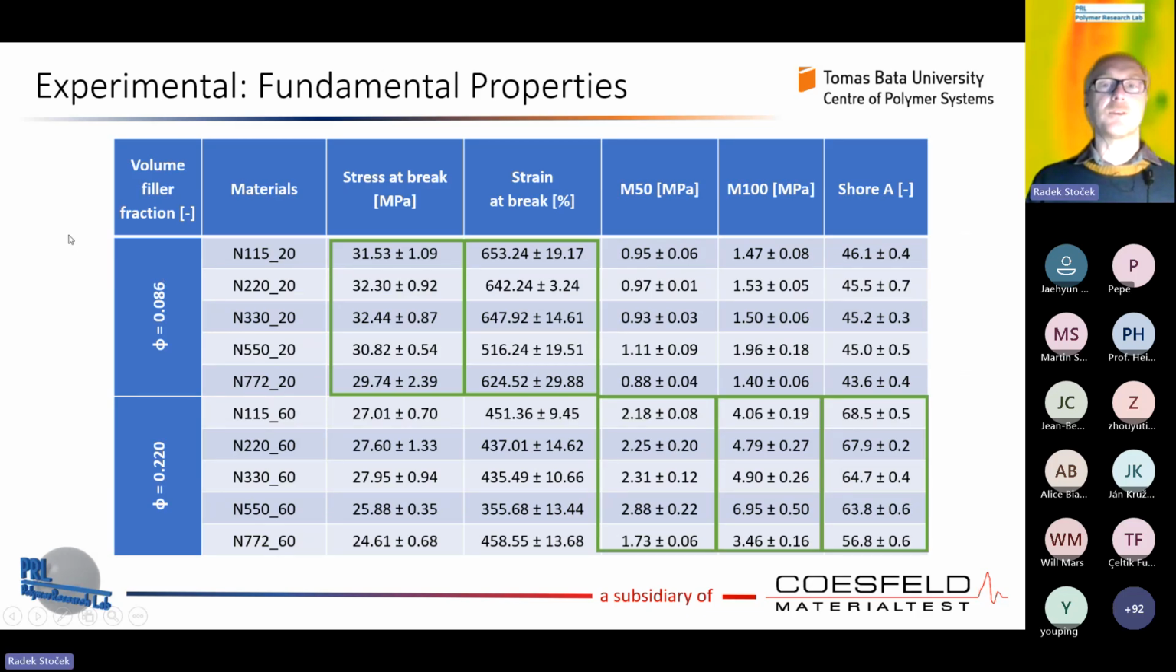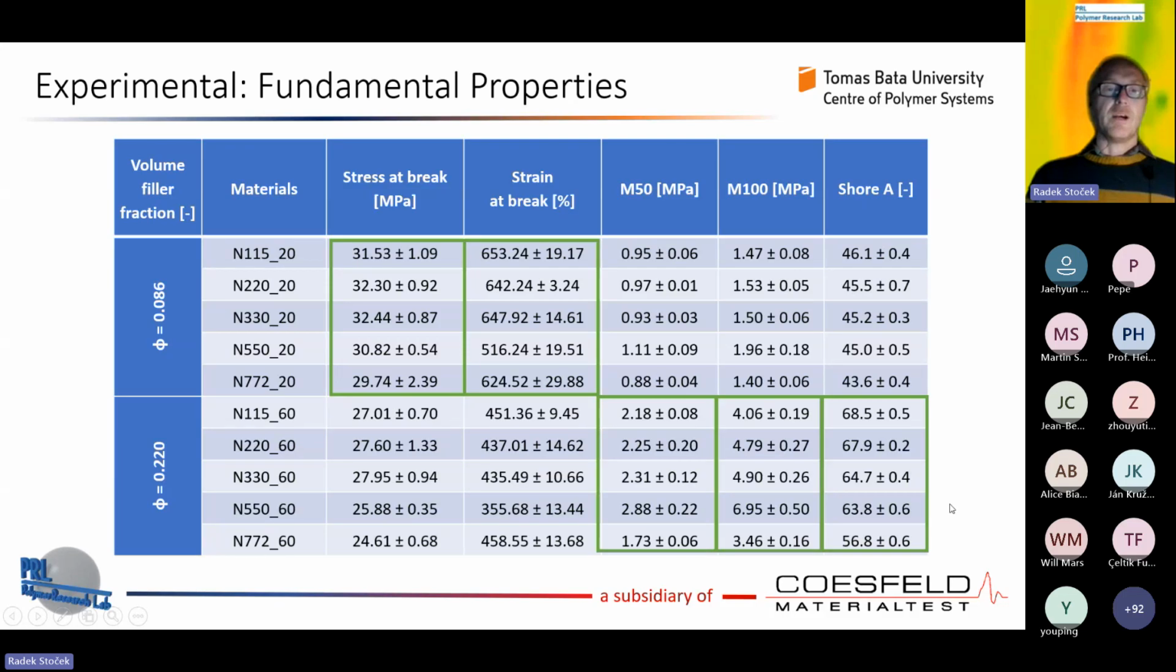Here are the fundamental properties that you can see for these compounds. The upper lines are for the 20 phr of carbon black, and the lower part of the diagram is for 60 phr of carbon black. In the green frames, I only denoted the values which are larger than for the other material. Independently of the type of carbon black, you can see that 20 phr of carbon black gives a larger stress at break and larger strain at break compared to 60 phr. However, 60 phr of carbon black has significantly larger modulus M50 and M100, and even the Shore hardness is significantly larger.